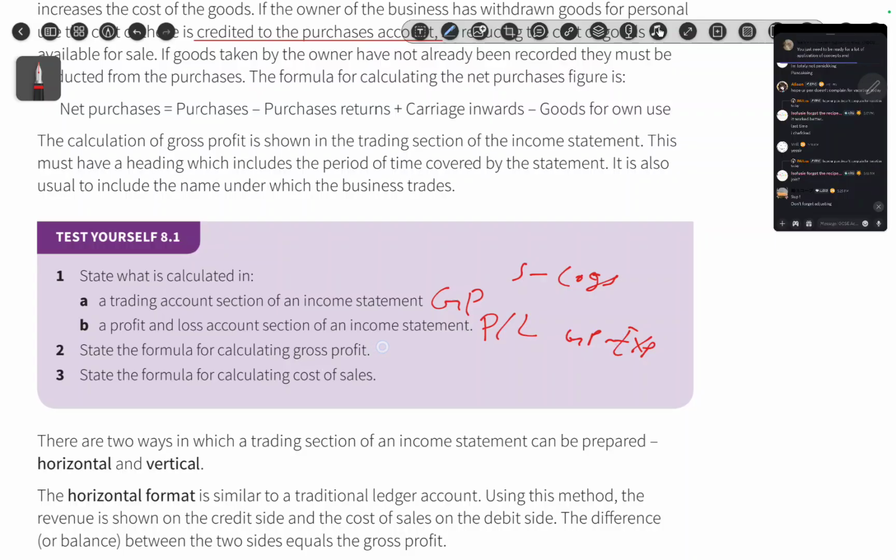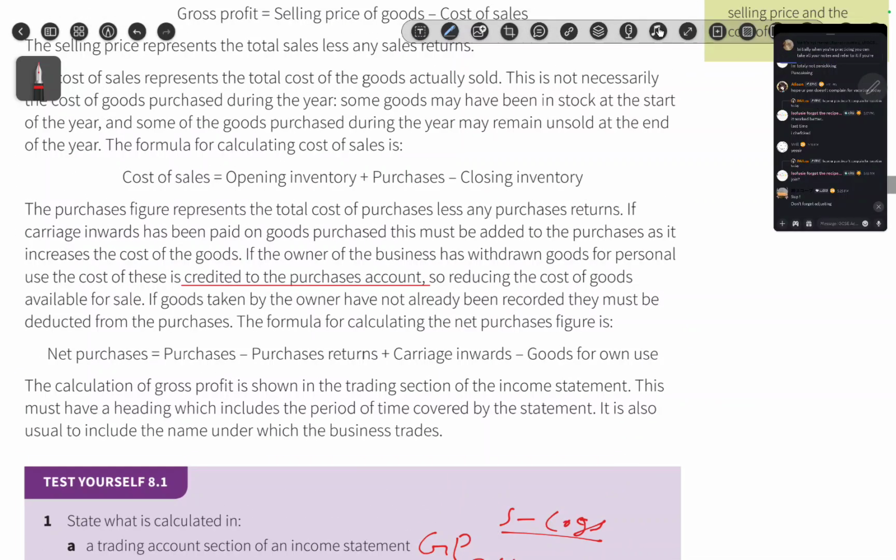Formula for calculating gross profit, sales minus cost of sales. Formula for calculating cost of sales, just write the small formula, no need to go into much detail: opening inventory plus purchase minus closing inventory. But if it's your CIE, then go into as much detail as possible: opening inventory plus purchase minus purchase return plus carriage inwards minus drawings, and then minus closing inventory. All right, and they said previously that this whole thing is purchases. Okay, over here when they say purchases, they mean this.